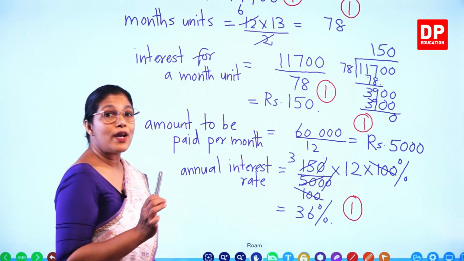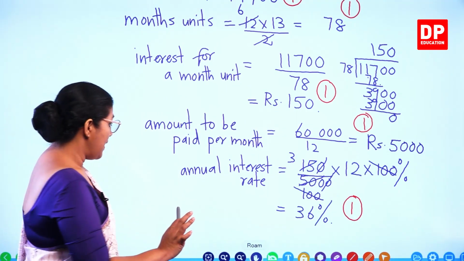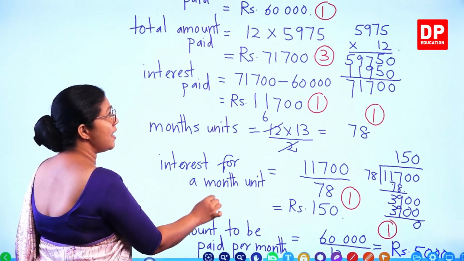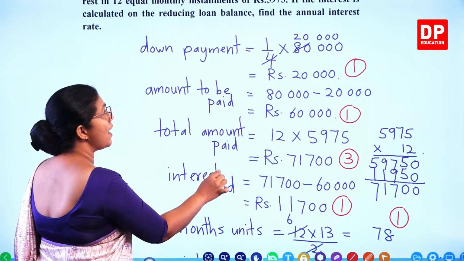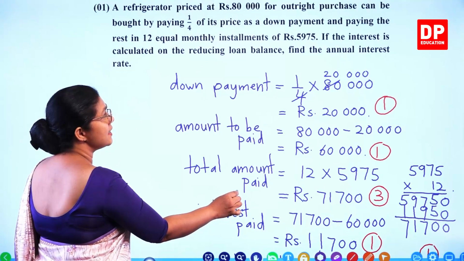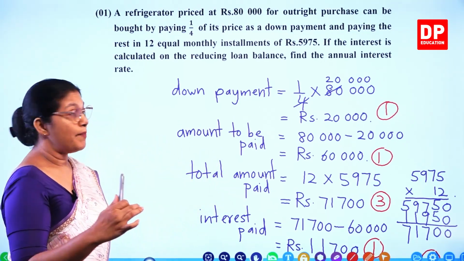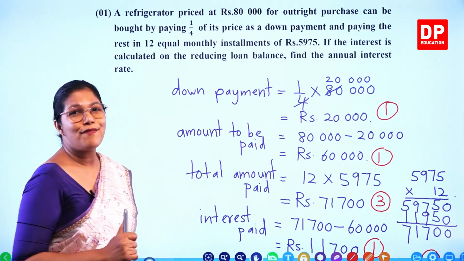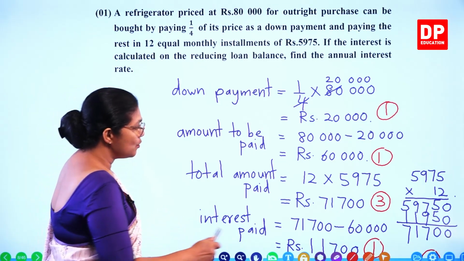So when you get a question like this, there are no steps given. The question just asks you to find the annual interest rate, so make sure that you do all the steps to get the final answer. Let's do the next question.